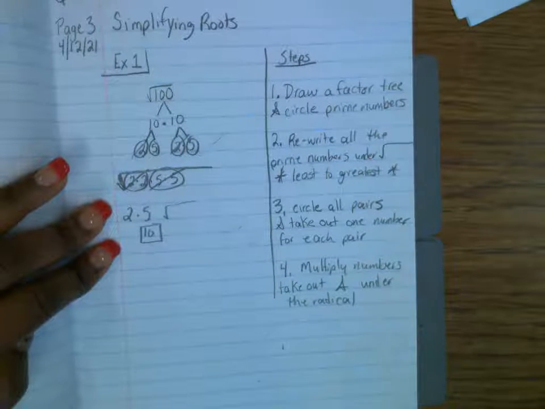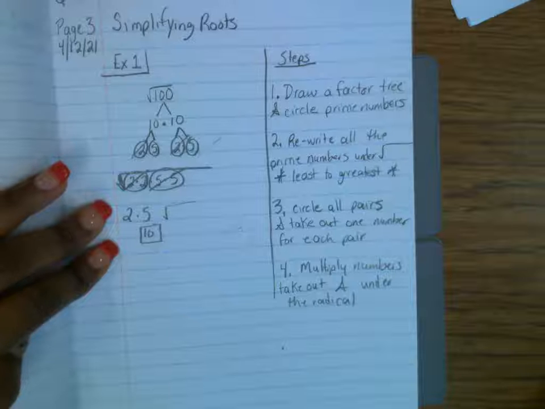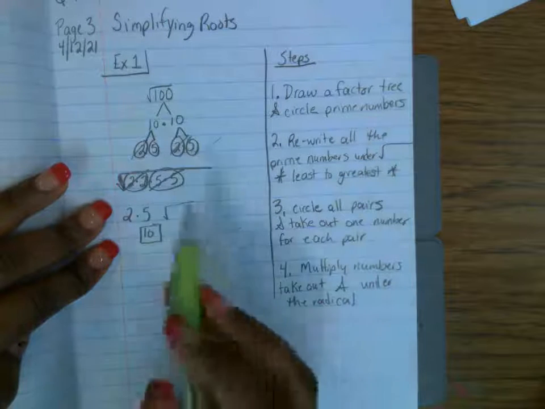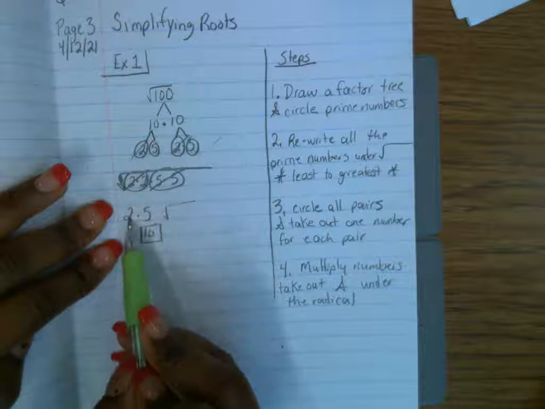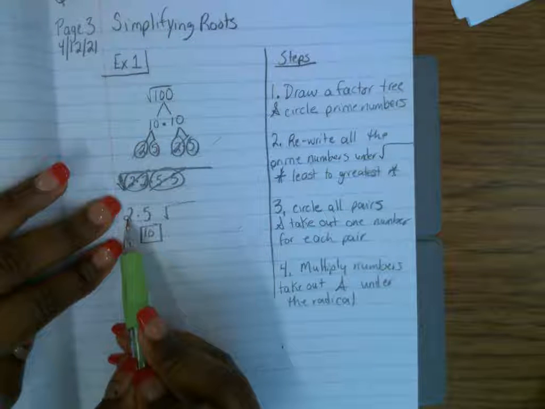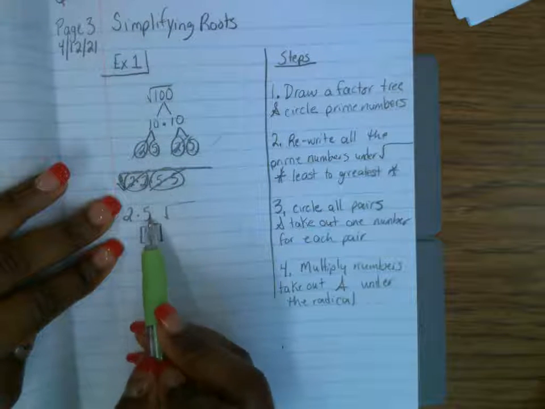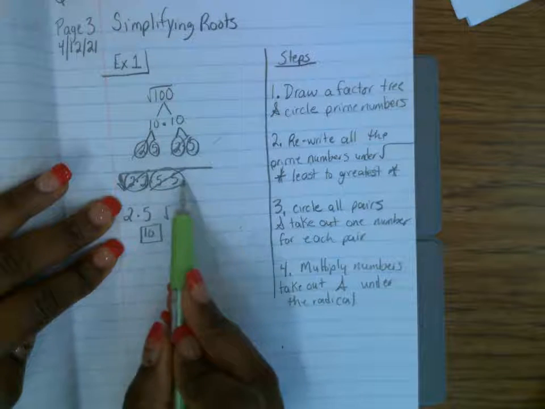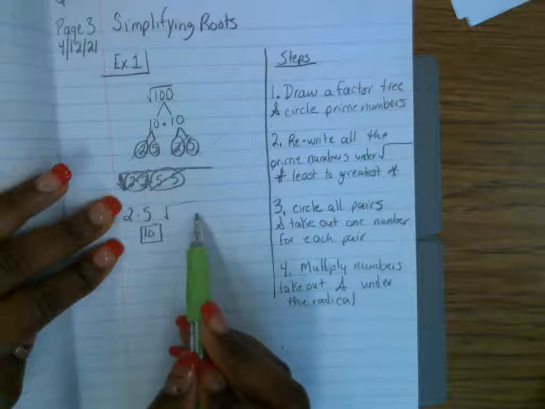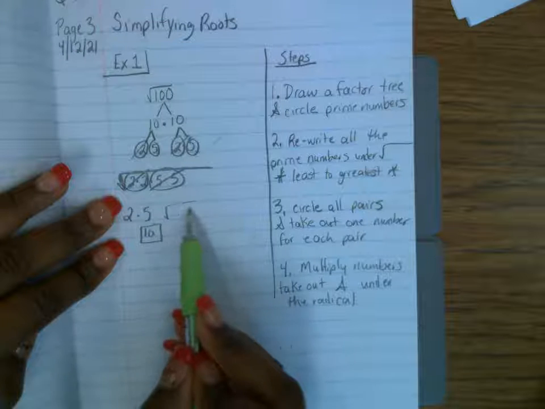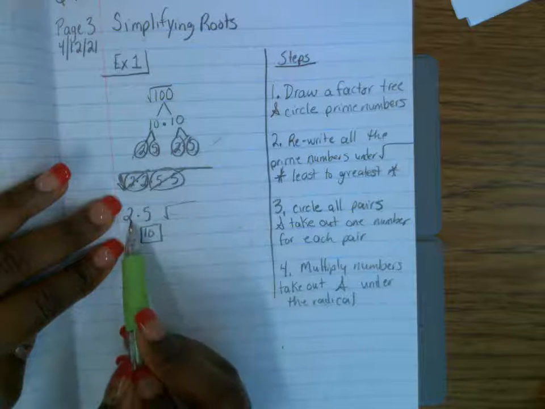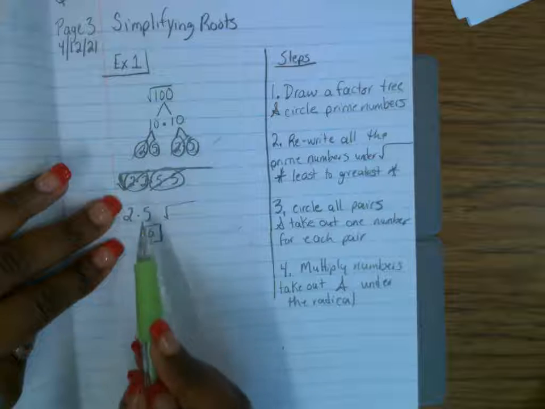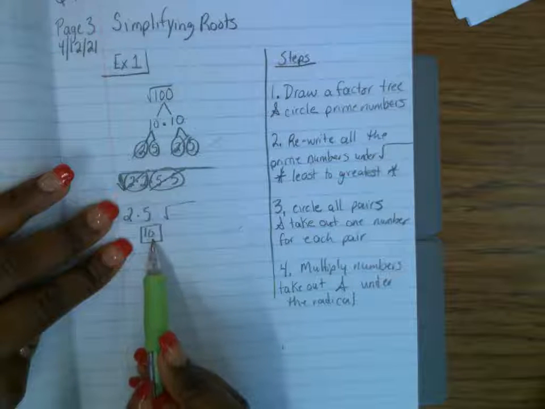It's not a complete sentence. So, in other words, I took out one pair of 2, so I wrote 1, 2. I took out one pair of 5, so I wrote down 1, 5. And there's no other numbers under this radical. So there's nothing to multiply here. Nothing's left. But here, the numbers that I take out, I multiply these together and I get 10. So 10 is my answer.